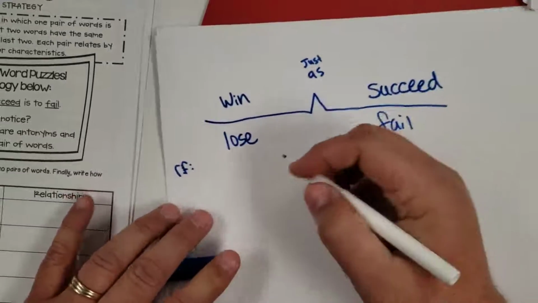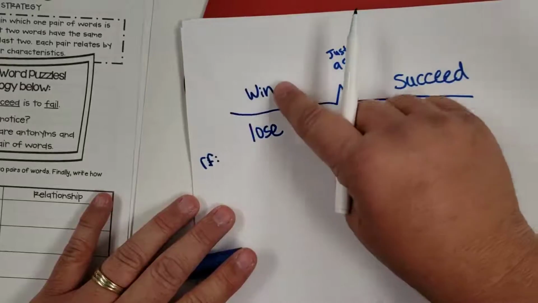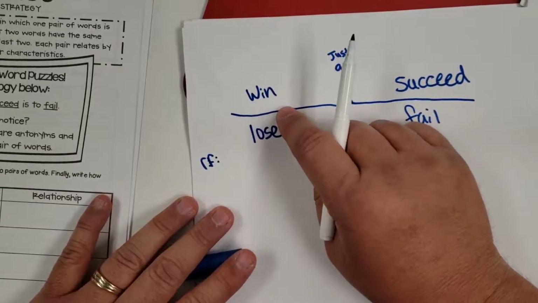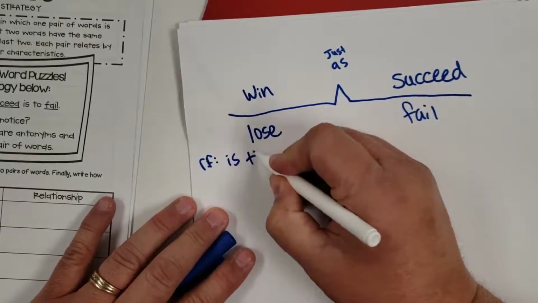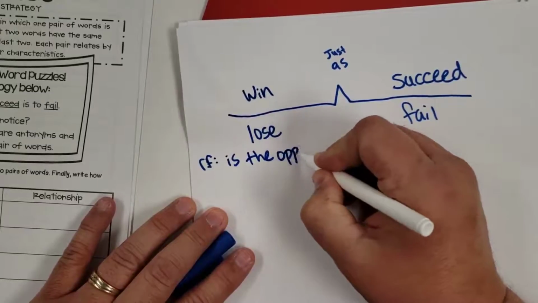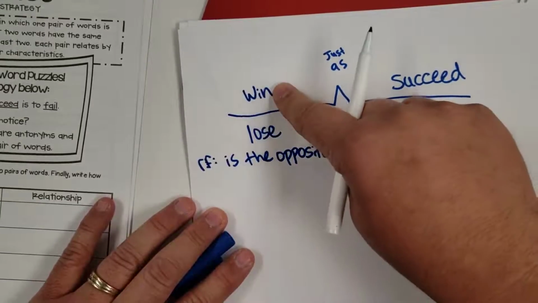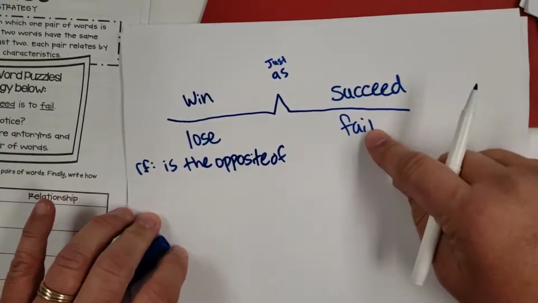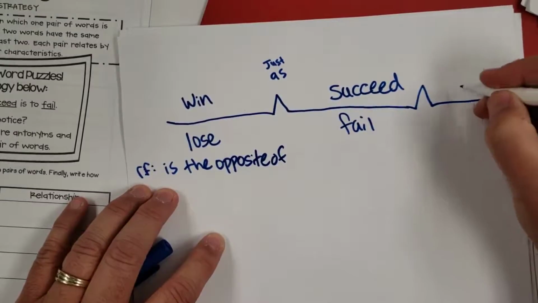What if I continued it on? The relating factors are the words that you see in between. So when we say win is to lose, instead of saying "is to," win is the opposite of lose. So if I said "is the opposite," when I read it, I would say win is the opposite of lose, just as succeed is the opposite of fail. Now, what if we continued this same analogy and I were to say tall?